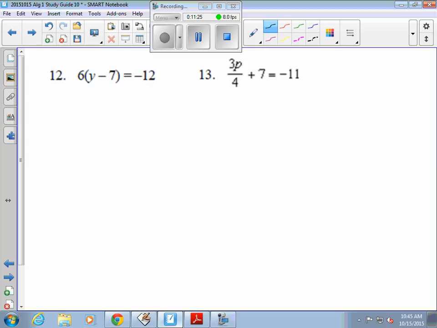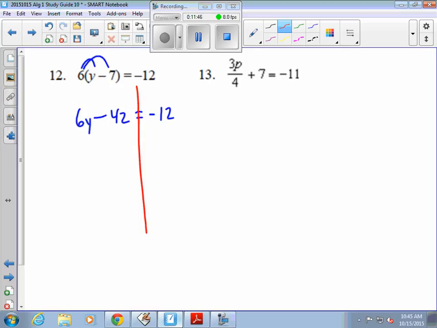Number 12, again, we got to simplify before we undo. 6 is right next to y minus z. Distribute times y is 6y times negative 7. Again, opposite signs is negative 42 is equal to negative 12. Now you can't put 6y and negative 42 together. Now it's time to start undoing.